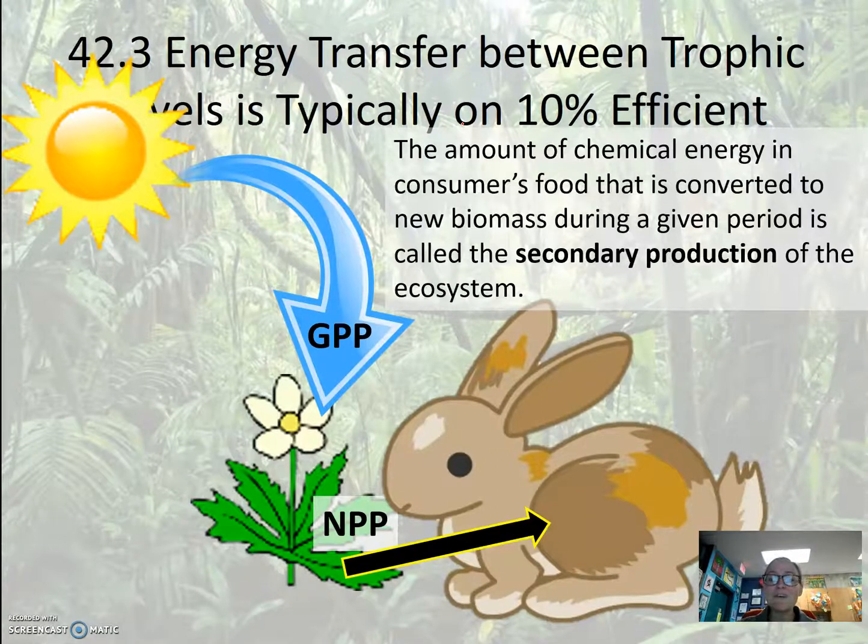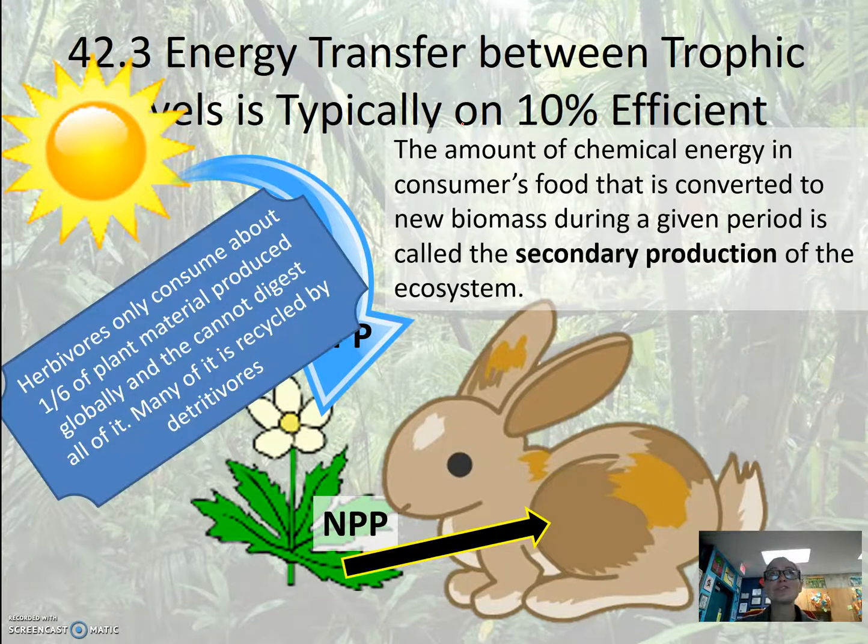And so the amount of chemical energy in that consumer's food that is converted to new biomass during a given period is the secondary production. If you think about it, of all the food the rabbit eats, how much actually becomes part of new cells of that rabbit, part of new biomass? That's the amount that's actually available to the next trophic level.